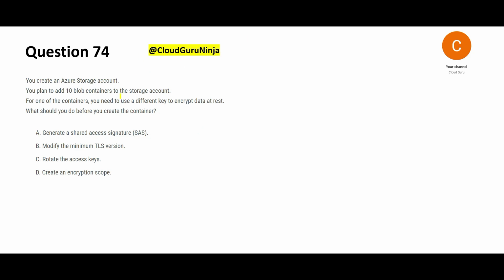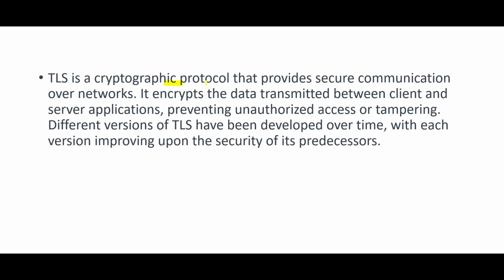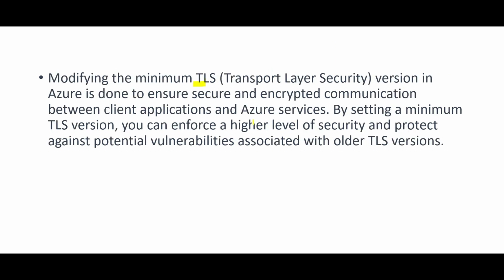You have a storage account. You are adding 10 blob containers to the storage account. For one container, you need a different key to encrypt your data at rest. If you want to encrypt your data at rest, out of these, what will you use? Simple thing: minimum TLS version. This is used for encryption in transit. What is TLS? TLS is a cryptographic protocol used to provide secure communication over the network. That means over the network, secure communication means in transit. So when you modify the minimum TLS and the communication is happening between a client application and Azure services, you are basically telling, hey boss, I have a higher version of security and you have to comply with it. But this will work only for encryption in transit.